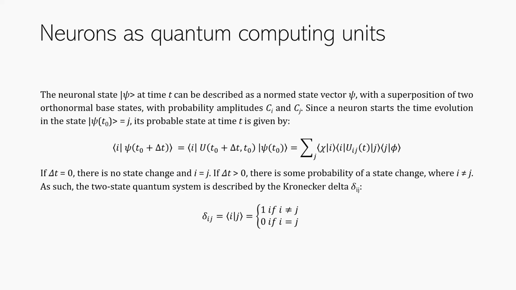If delta t equals 0, there's no state change and i equals j. If delta t is greater than 0, there is some probability of a state change where i does not equal j. And so the two-state quantum system is described by the Kronecker delta, which provides two orthonormal base states, with the cell switching to an on state if i does not equal j, and the cell staying in an off state if i does equal j at the end of that time evolution.